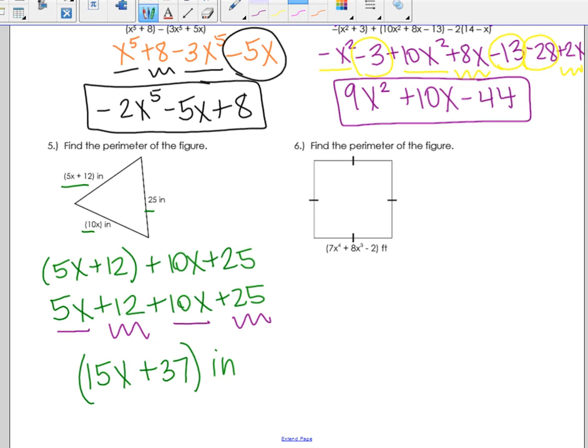Okay. For the next one, if you remember from Math 1, these tick marks mean all these sides are congruent, which means they're all the same. So if I'm asking for the perimeter of the figure, that means this side is 7x to the 4th plus 8x to the 3rd minus 2.